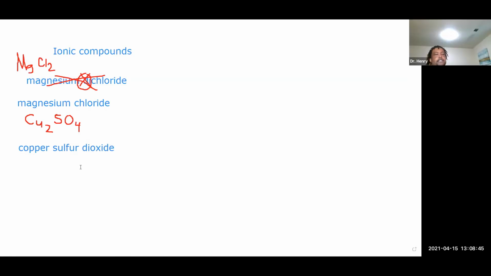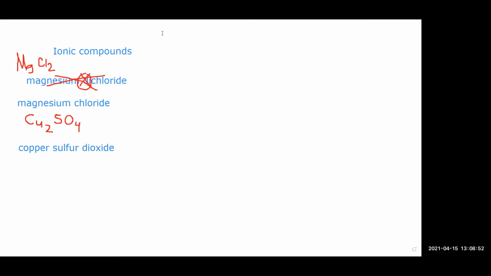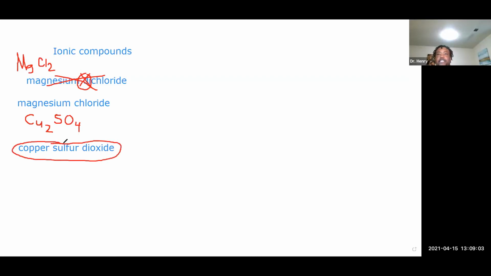Is that correct? No. Why is it wrong? Because in an ionic compound, since it's binary, you're not going to list the elements. You're going to list the metal and the other one, which in this case would be sulfate. So I know that this is an oxyanion.